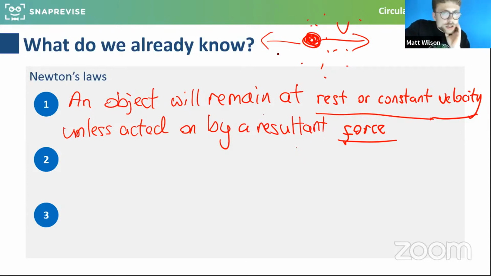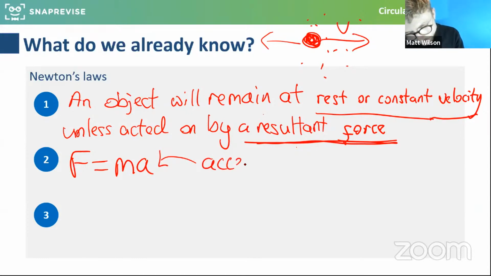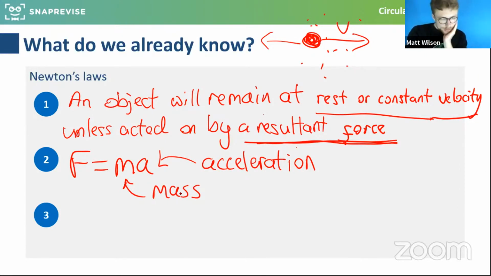Okay, so the second law says F is equal to ma, where F is the resultant force, a is the acceleration, and m here is the mass. So this actually entails the first law, in that when the resultant force is 0, this tells us that mass times acceleration must be equal to 0. And if the acceleration is 0, that means you'll move at a constant velocity.